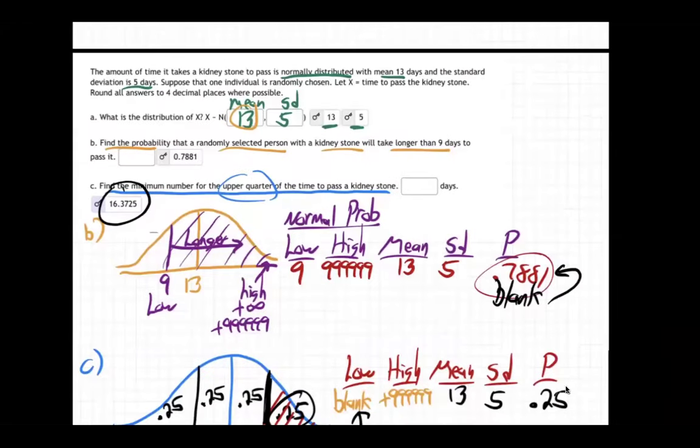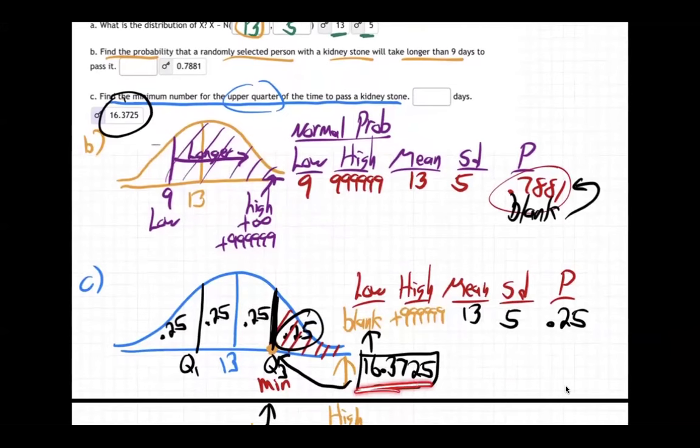Meaning, what are we talking about? Meaning a person whose kidney stone takes 16.3725 days or longer to pass is in the upper quarter, not somewhere you want to be. Not fun. Taking your kidney stone longer than most people, and you're in the upper quarter. And so there we go.